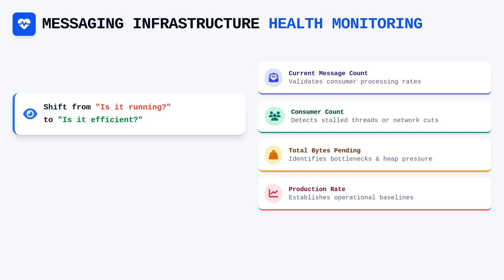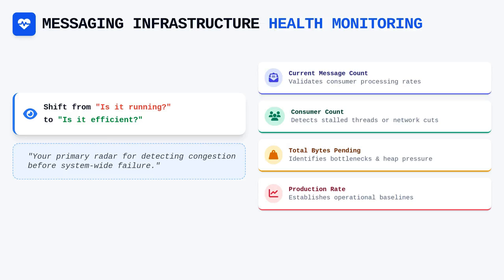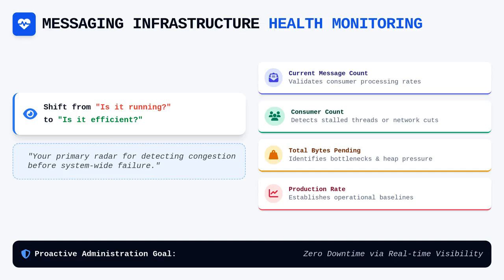Additionally, analyzing the message production rate allows you, as an administrator, to establish a baseline of normal operation, which is invaluable when you need to troubleshoot sudden latency spikes reported by end users. These metrics serve as your primary radar for detecting congestion before it results in a system-wide failure, which is the cornerstone of proactive administration.